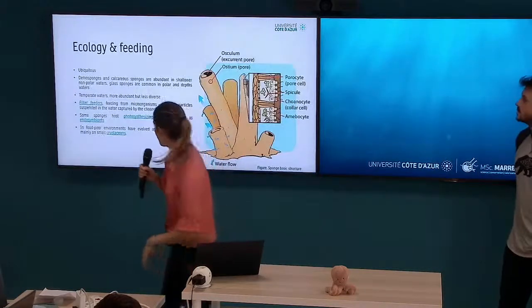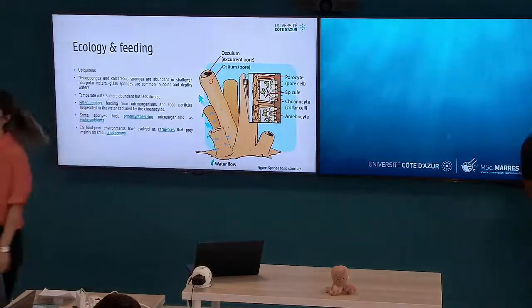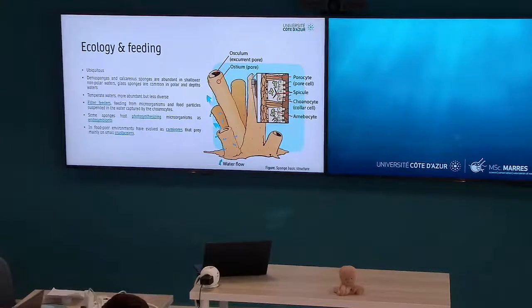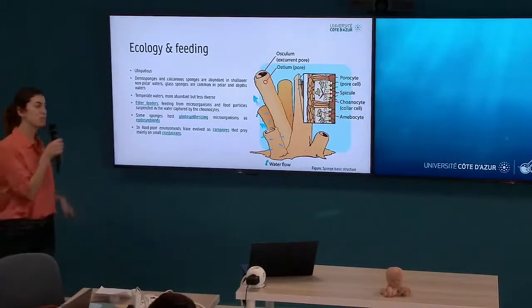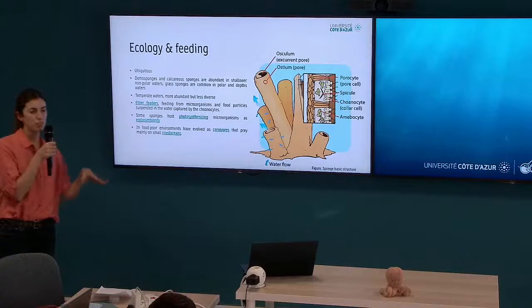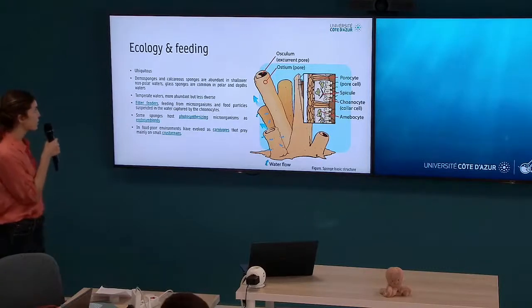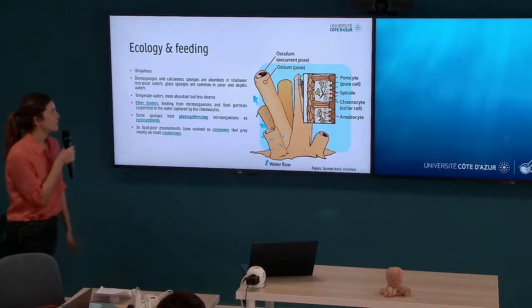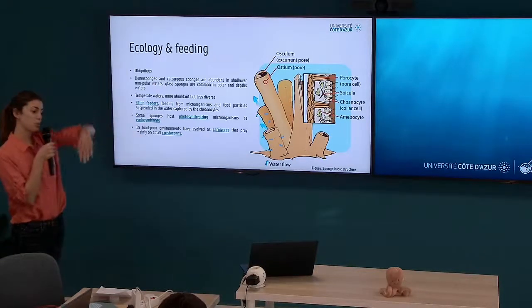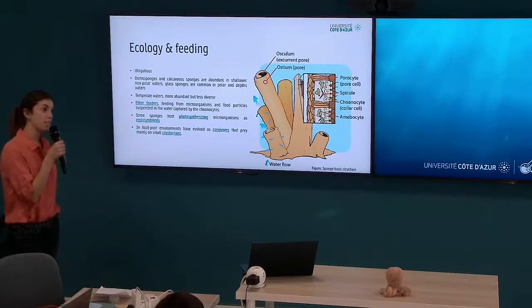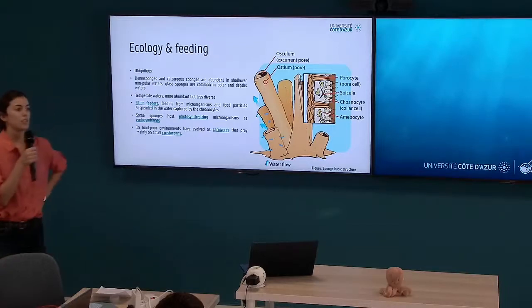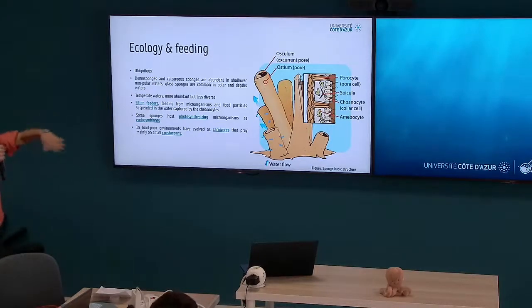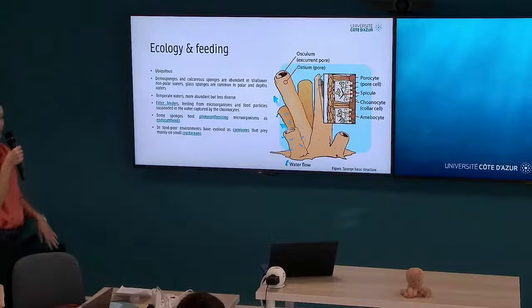So, ecology. Well, they are aquatic organisms, and there are freshwater species. There are around 150 species that live in freshwater, but they are mainly marine species. So they can be found in tidal zones up to 8,000 meters deep. They are in tropical waters, in temperate waters, and in polar waters.